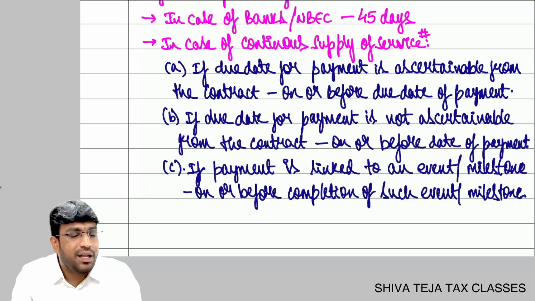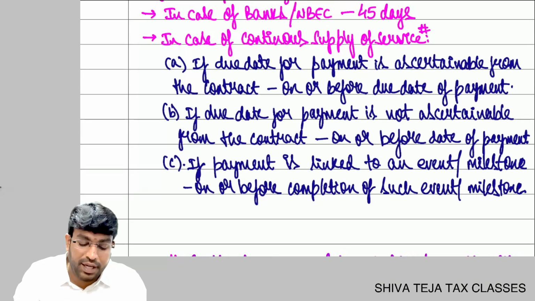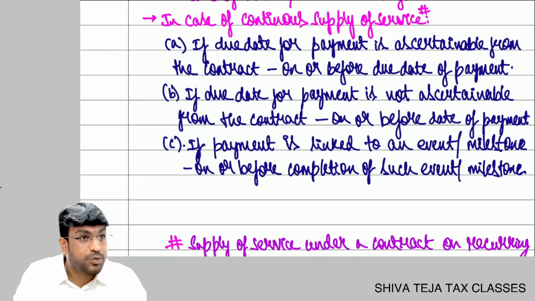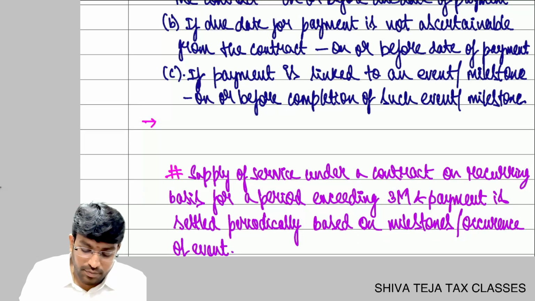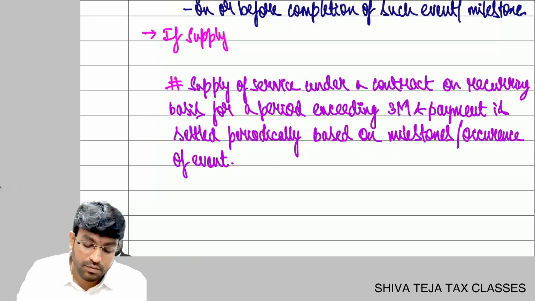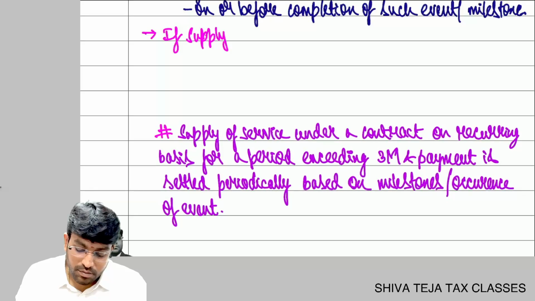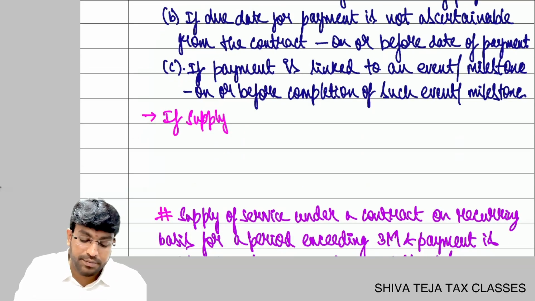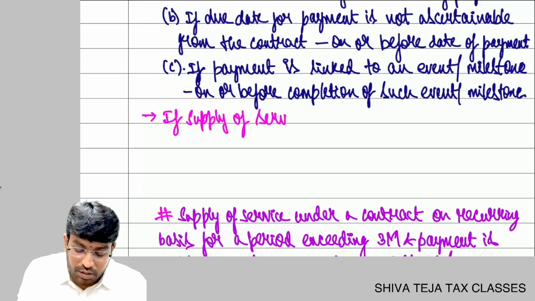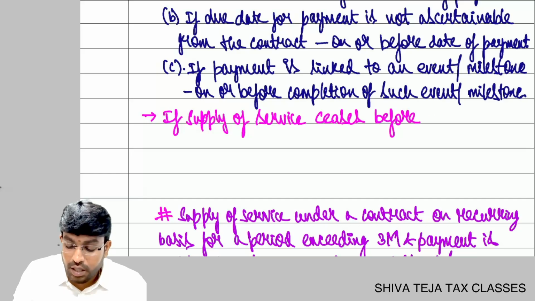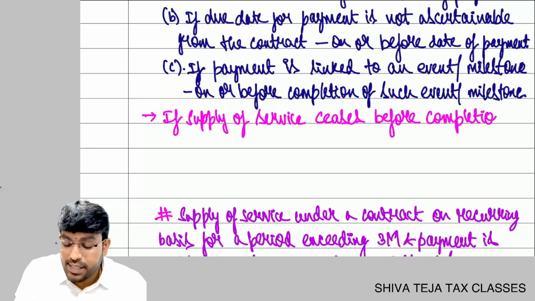Are we all getting clarity? Finally, one last point I will tell, with which we can complete this story of when invoice is supposed to be issued. If supply of service ceases before completion. Ceases means stops.